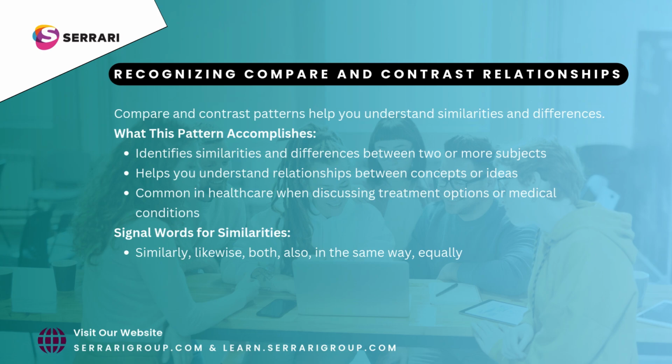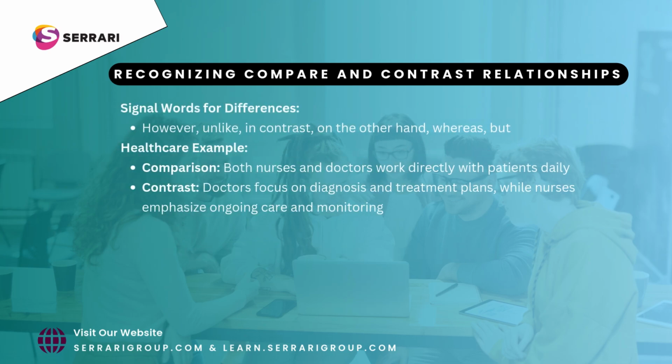Signal words for similarities: similarly, likewise, both, also, in the same way, equally. Signal words for differences: however, unlike, in contrast, on the other hand, whereas, but. Healthcare example. Comparison: both nurses and doctors work directly with patients daily. Contrast: doctors focus on diagnosis and treatment plans, while nurses emphasize ongoing care and monitoring.